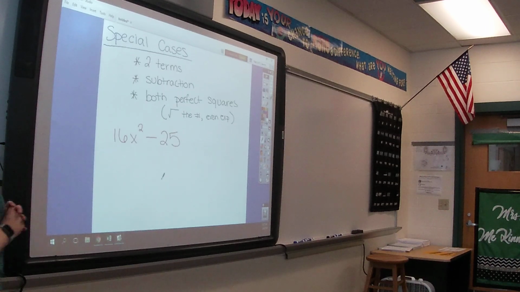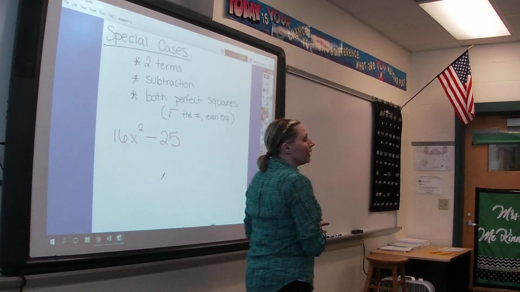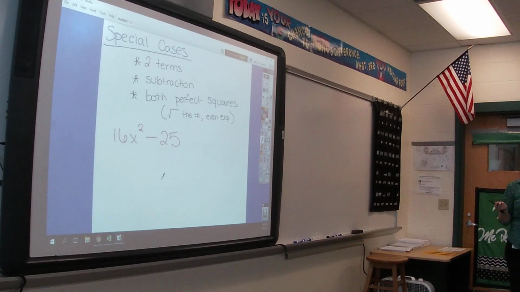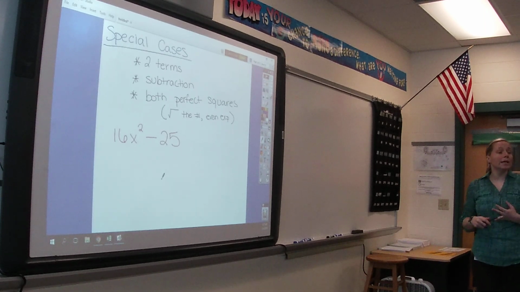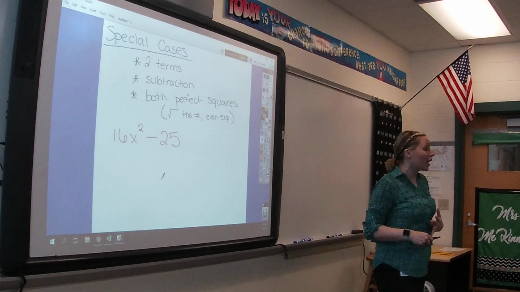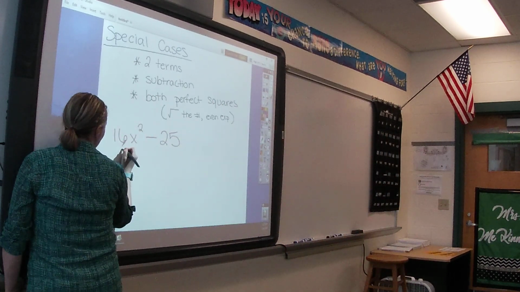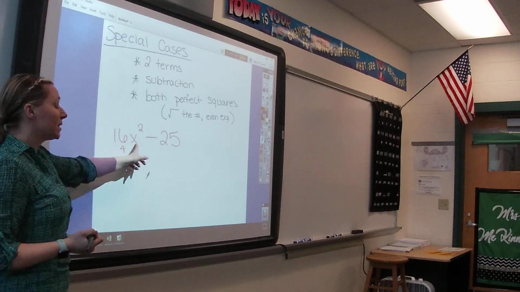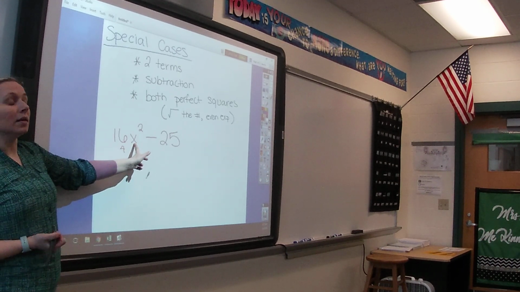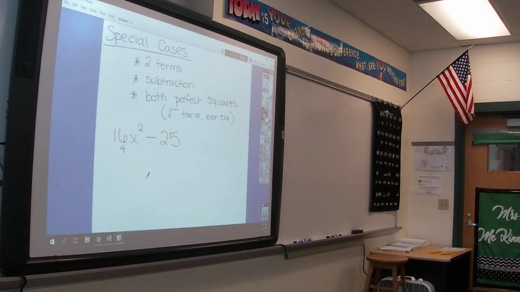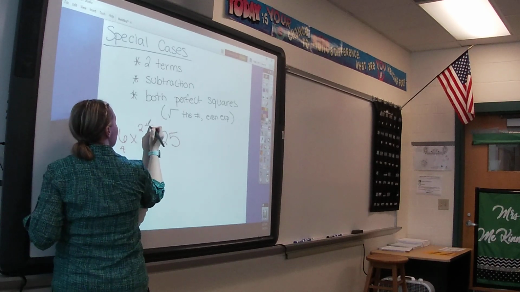So let's say we look at 16x squared minus 25. Is this 2 terms? Yes. Is it subtraction? Yes. So then we need to decide if they're both perfect squares. What is the square root of 16? 4. And is this an even exponent? Yes. So to take the square root of something that has an even exponent, you're just going to take half of it. Okay, so we're going to take half of the exponent.